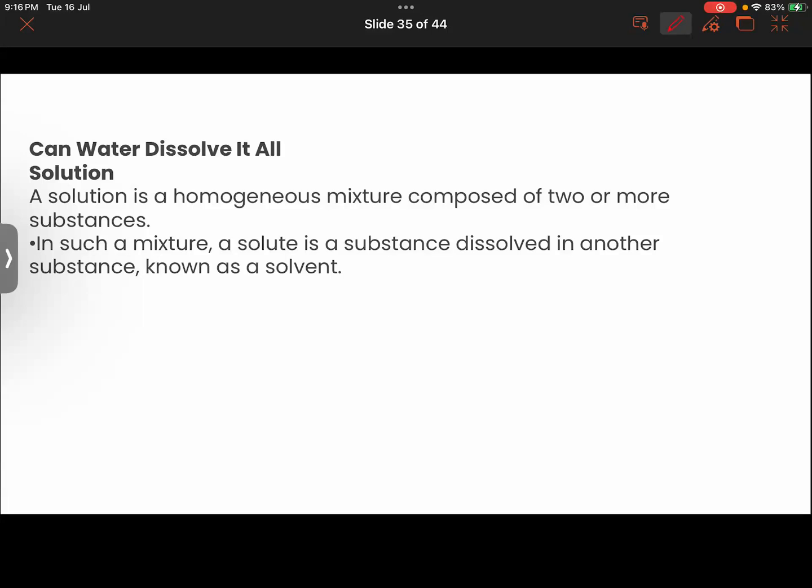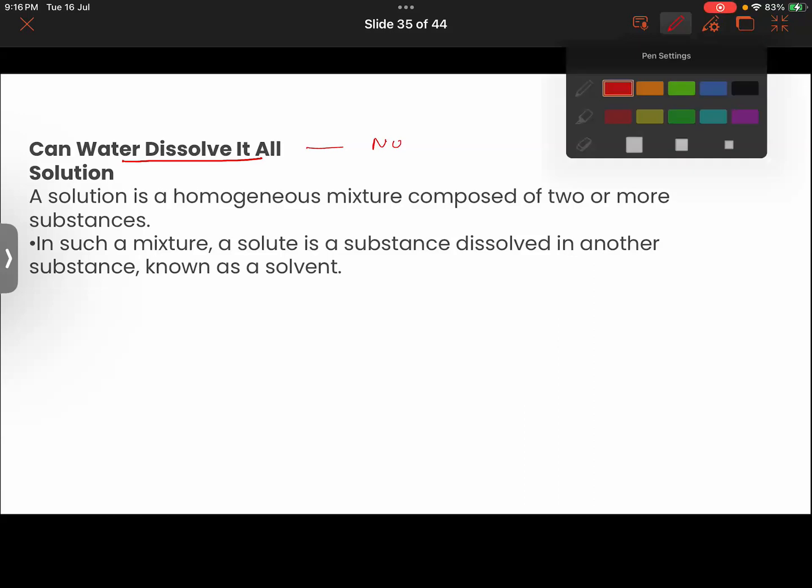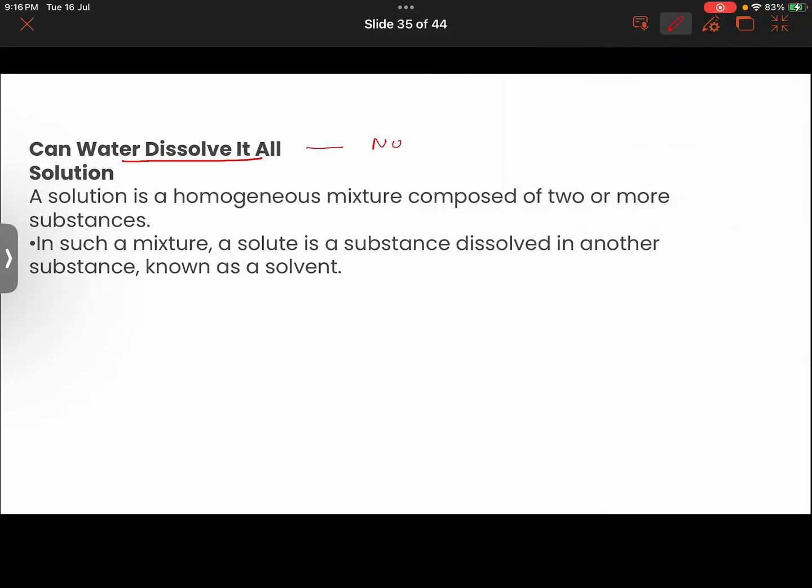Now, what happened? See, the question is, can water dissolve any amount of a given substance? The answer is of course no, right? There is some limit to it. So before we discuss this further, there are a few important terminologies which we need to understand.